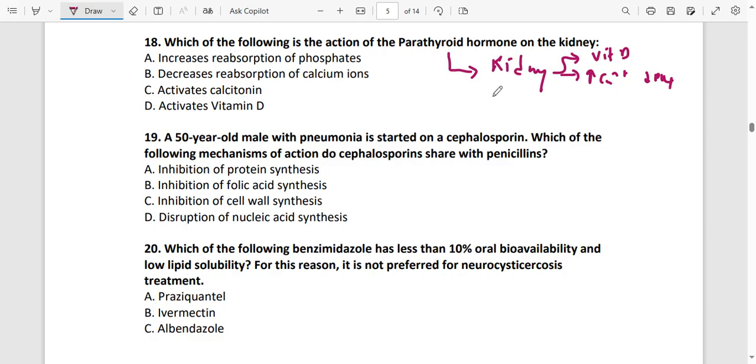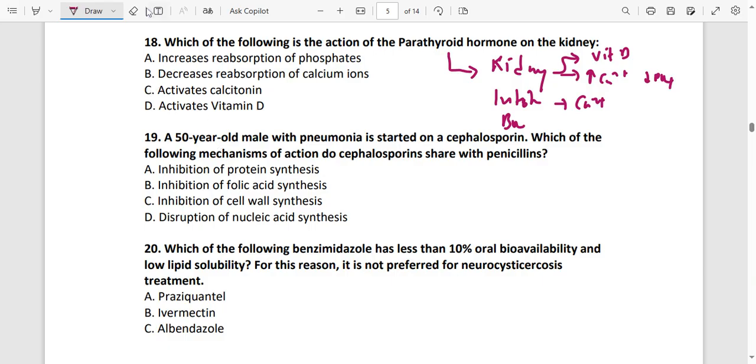On the intestines, the same vitamin D that you have activated will go to the intestines to cause increased absorption of calcium. You also go to bone, because calcium is low in blood. You are going to start breaking down bone so that you form calcium. So parathyroid hormone is going to cause osteoporosis, weak bone, because you are breaking down bone. So which one is the answer here?